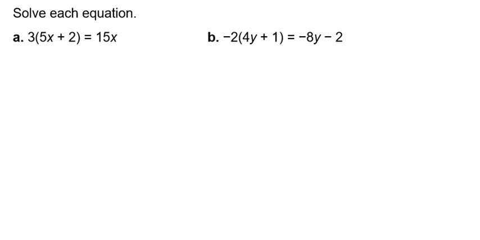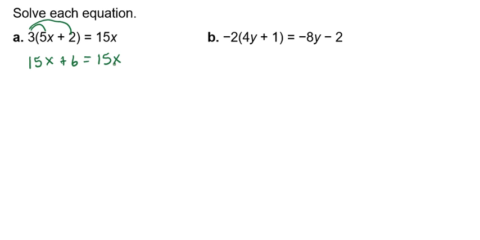So let's take a look at these examples in front of us. In problem A, we have 3 times the quantity 5x plus 2 equals 15x. So let's solve for x here. We'll begin by distributing our 3, which is going to give us 15x plus 6 equals 15x.